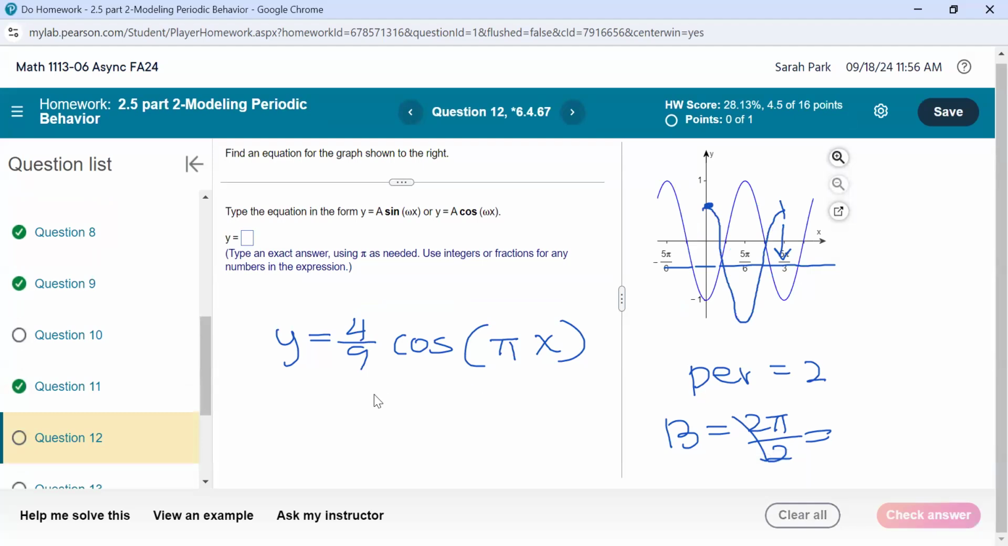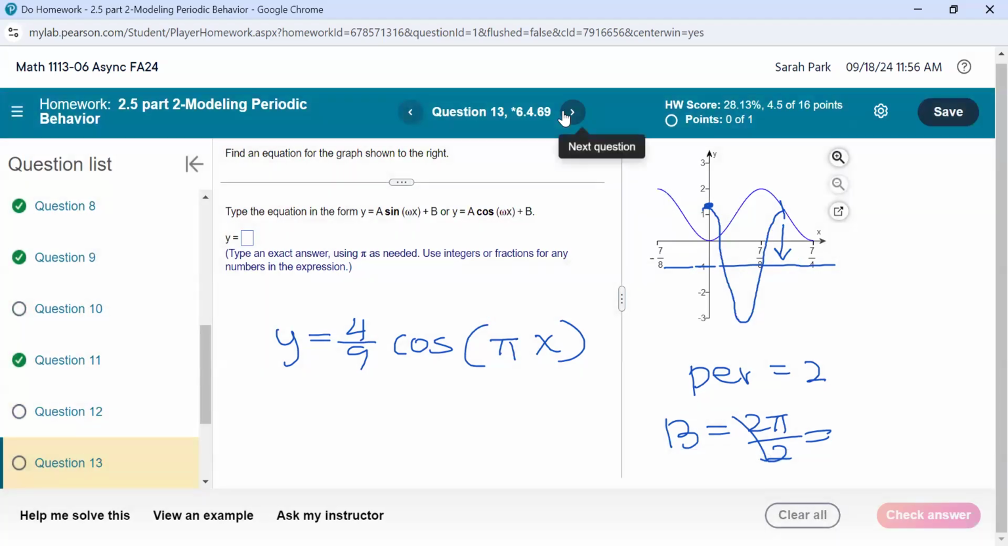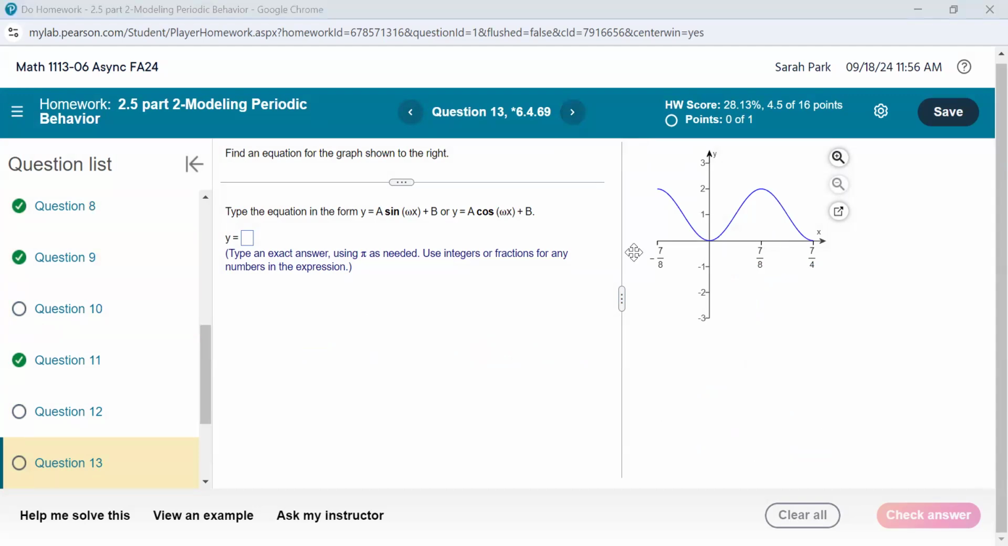Okay, I'm looking for one when there's a negative sign or reflection. Oh, let's do this one because this one has a vertical shift. Okay, so now let's choose. If we drew a midline, looks like there's a midline at 1. You can see how it's not starting at the midline. So we're going with the cosine function.